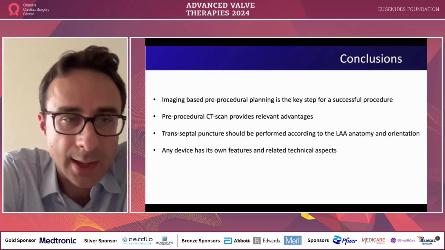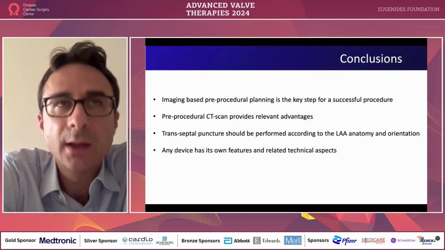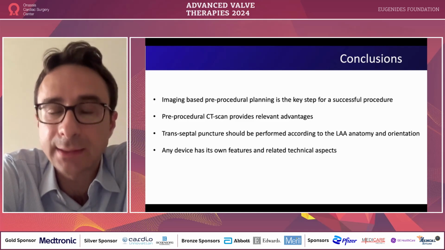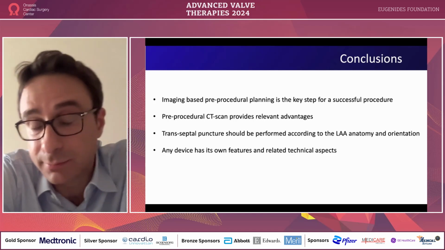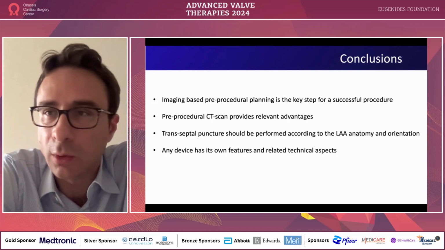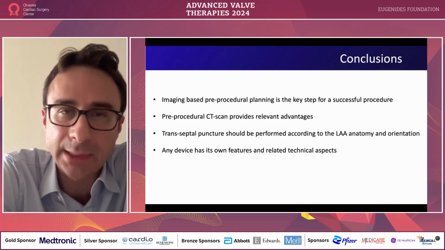And of course, any device has its own characteristics. I mainly focused my presentation on the Amulet that was presented in the case I showed, but there are many other devices, as we have already seen, and we have to know all the features of the device and all the related technical aspects.